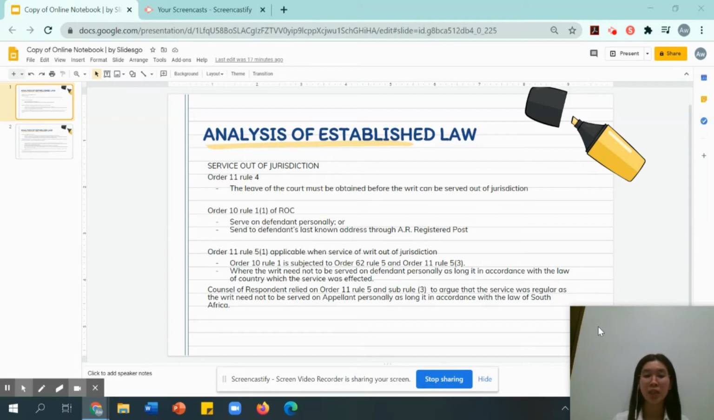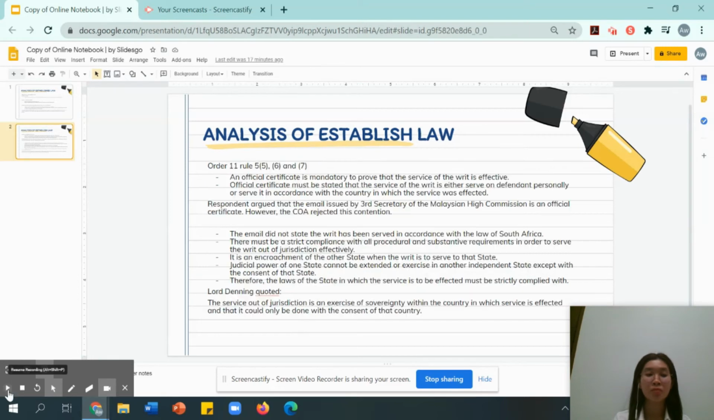It clearly stipulated that Order 10, Rule 1 is subject to Order 62, Rule 5 and Order 11, Rule 5, Sub-Rule 3, where under Order 11, Rule 5, Sub-Rule 3, it clearly stated that the writ need not be served on the defendant personally as long as it were in accordance with the law of the country in which the service was effected. So in this case, the counsel of the respondent relied on Order 11, Rule 5, Sub-Rule 3 to argue that the service of the writ was regular, as the writ need not be served on the appellant personally as long as it was served in accordance with the law of South Africa.